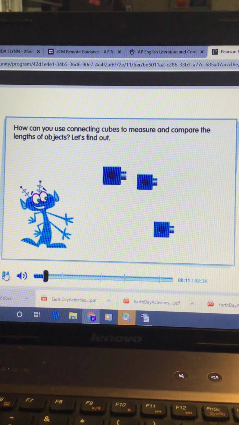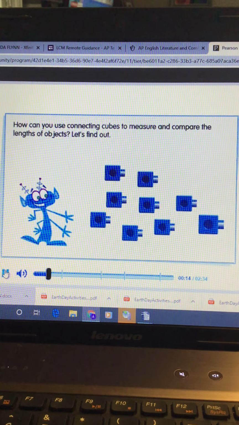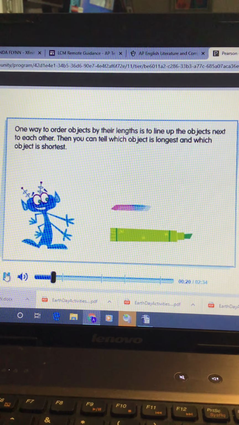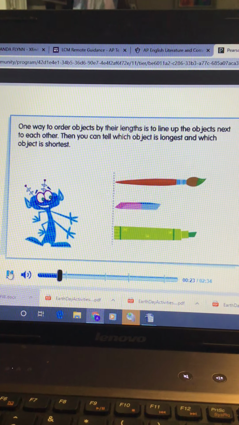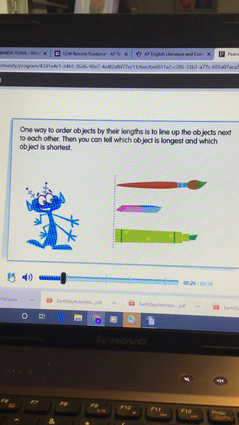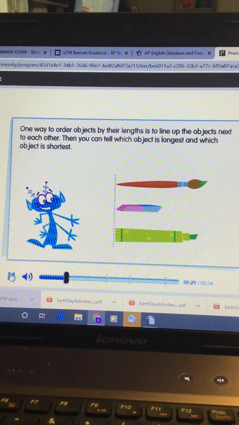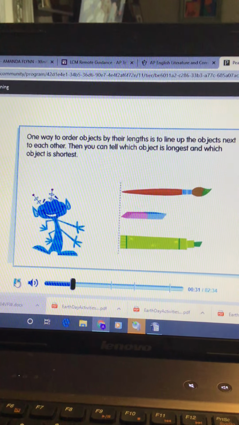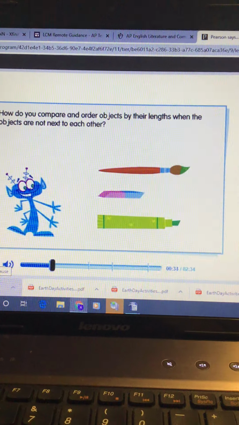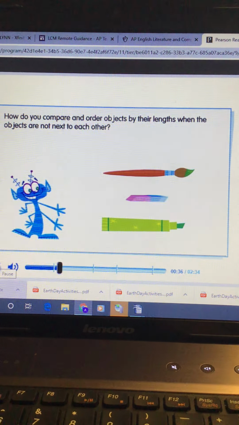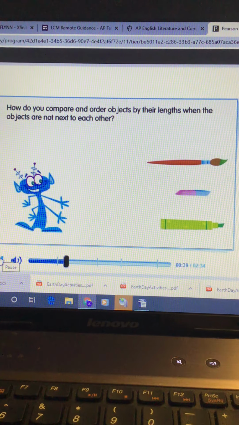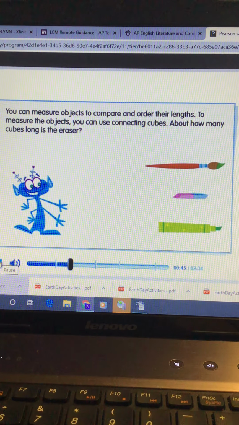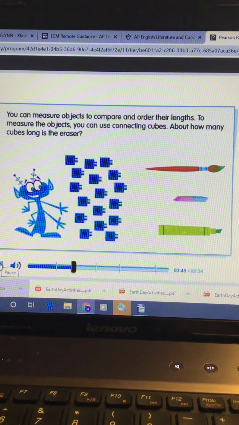How can you use connecting cubes to measure and compare the lengths of objects? Let's find out. One way to order objects by their lengths is to line up the objects next to each other. Then you can tell which object is longest and which object is shortest. How do you compare and order objects by their lengths when the objects are not next to each other? You can measure objects to compare and order their lengths. To measure the objects, you can use connecting cubes.